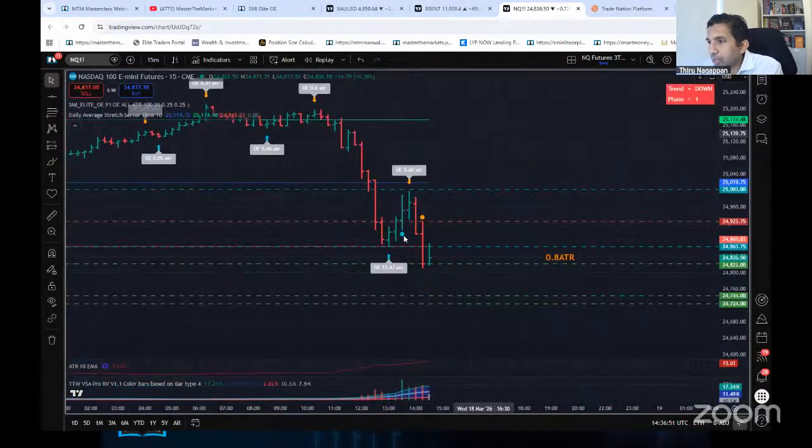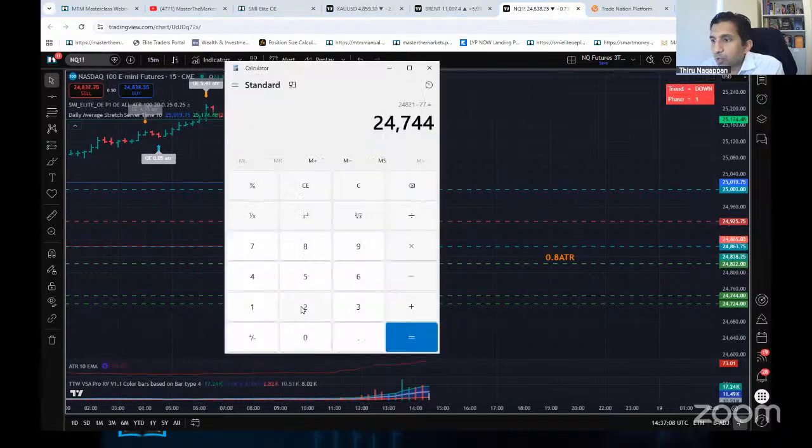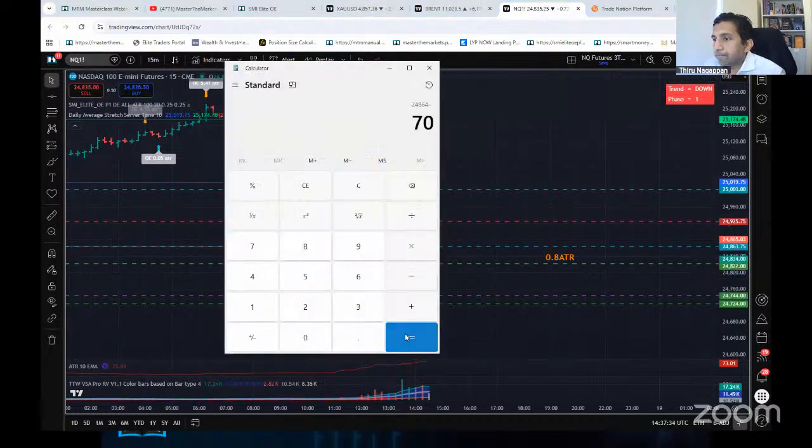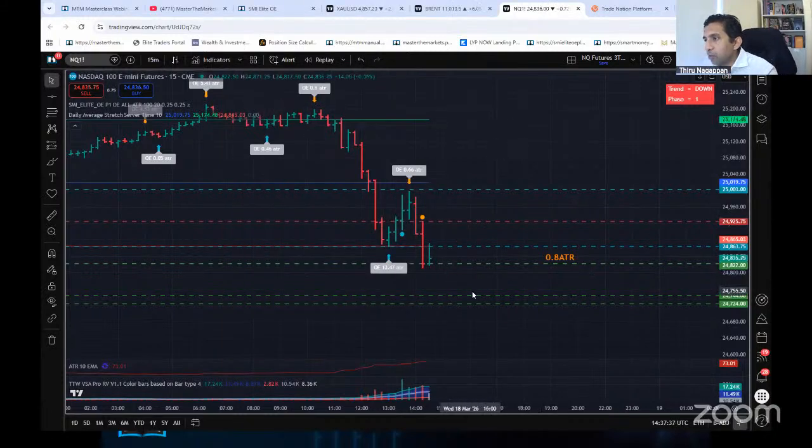Another good one also to look at is from the low of this bar, which is 24,864. This one is 77, isn't it? So after this, let's go through things in a systematic way with the market structure, then I'll explain everything. 24,864 minus this, which is 77, isn't it? In fact, I think I should take this 70. Let me do 70. 24,794.